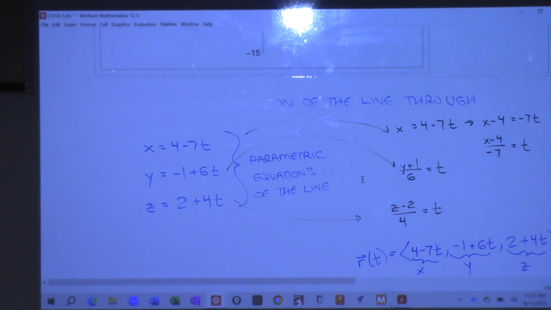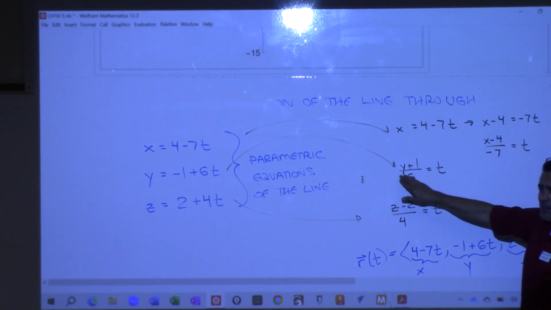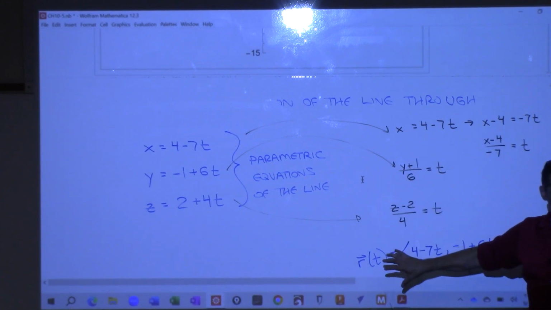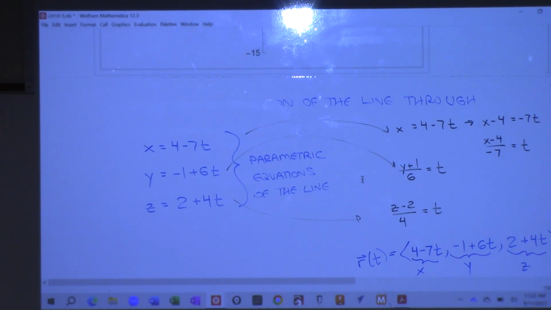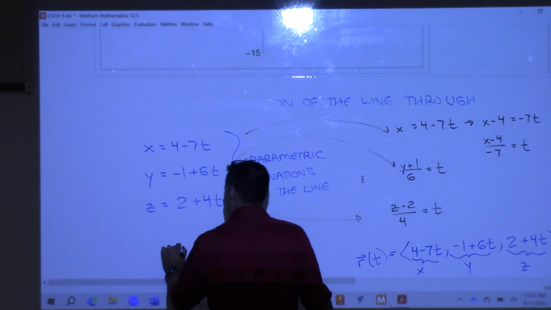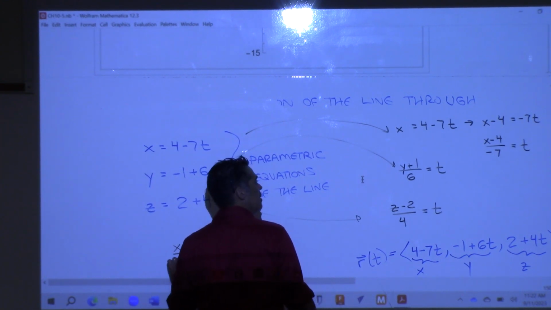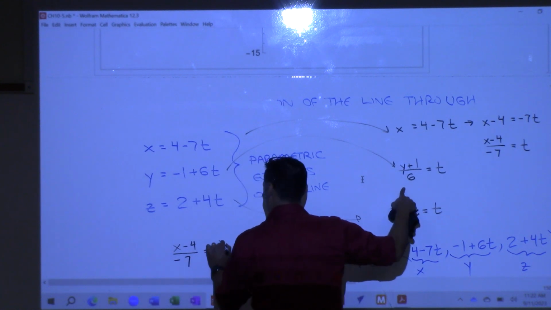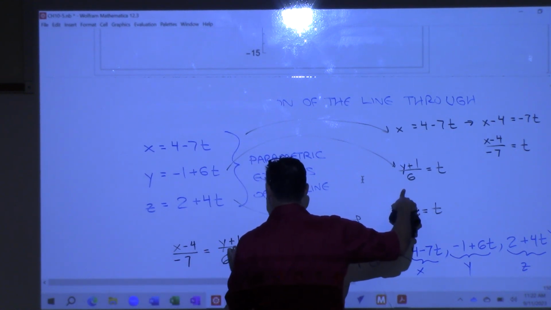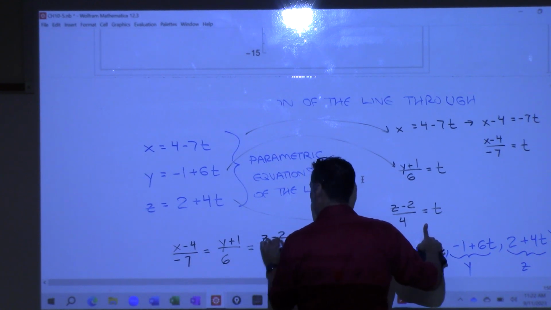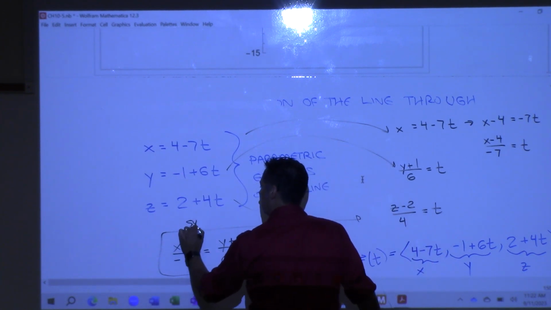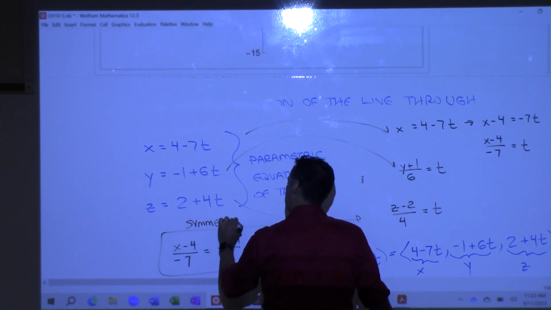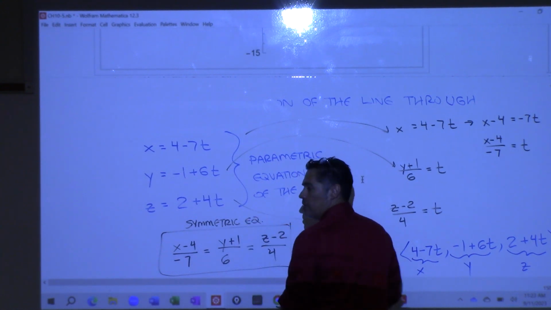Do you understand what I'm doing there? Just taking each of those equations, solving for t? So if t equals this, and t equals that, and t equals that, then aren't all three of these equal to one another? So if I write them down equal to one another, we create what's called the symmetric equations. So I write down x minus 4 over negative 7 must equal y plus 1 over 6, but that must equal this last one, z minus 2 over 4. These are known as the symmetric equations.